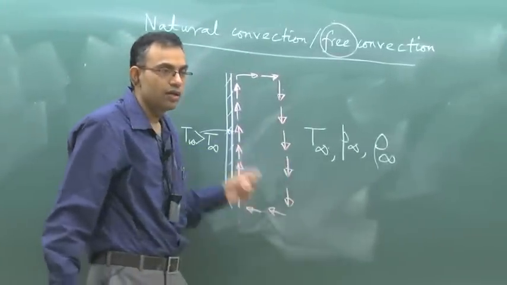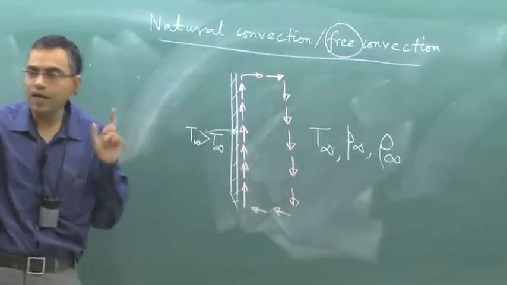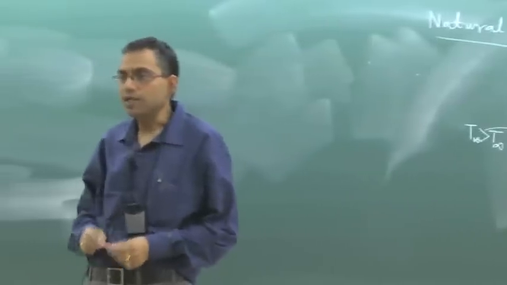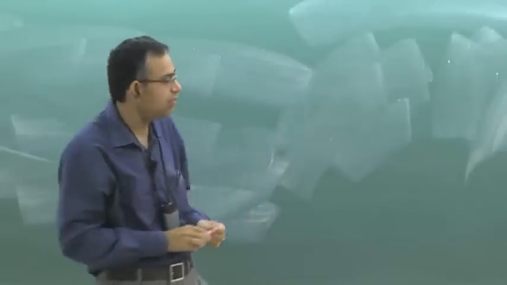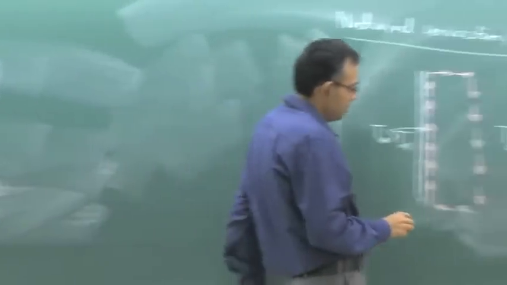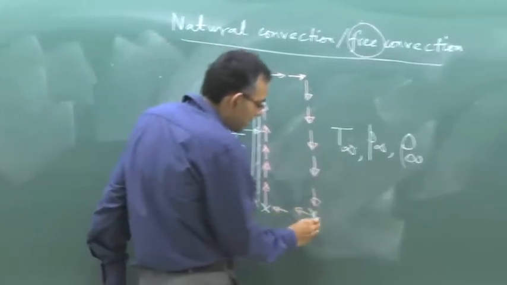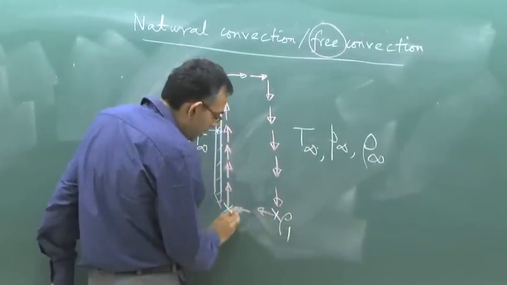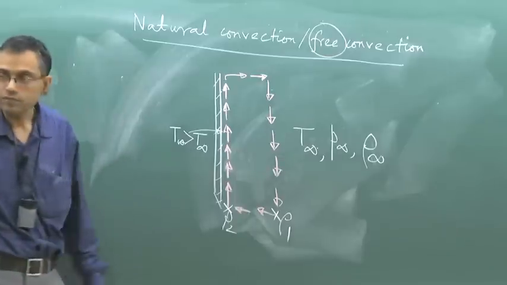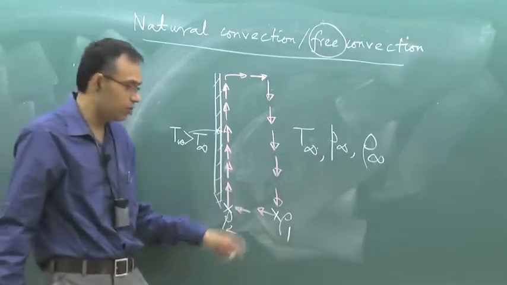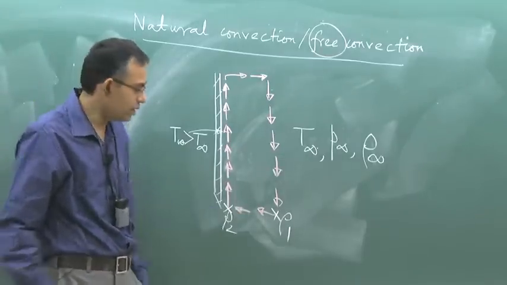So this kind of flow, although we are saying natural, is actually again a pressure driven flow fundamentally. Why is it a pressure driven flow? Let us say here you have density rho 1, here you have density rho 2. Which density is more? Rho 1?